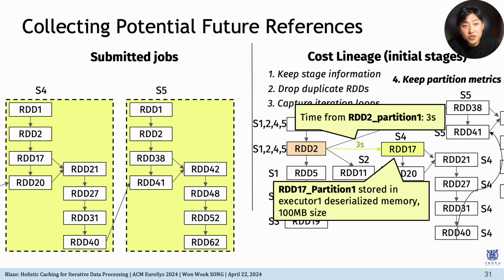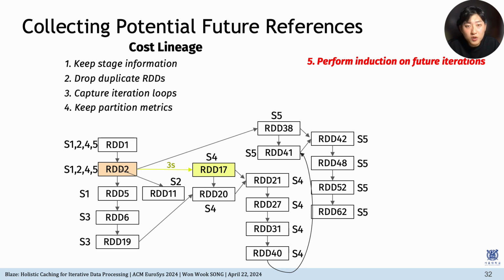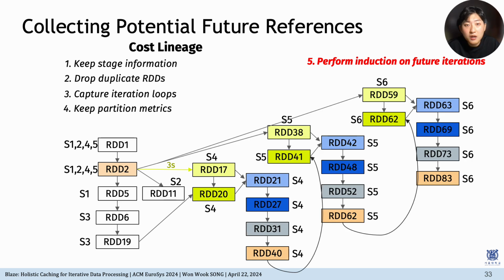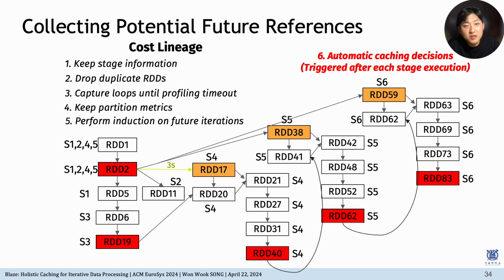Next, on the captured lineage, we record the computation time and the partition sizes in the initial iterations, while they do not yet suffer from cache memory shortages. Now, through the information recorded on our cost lineage, we can induce the further iterations and perform regression to infer the data sizes of future partitions. And also, we automatically trigger caching on the partitions with future references upon each stage execution, while also automatically unpersisting the partitions without any future references.